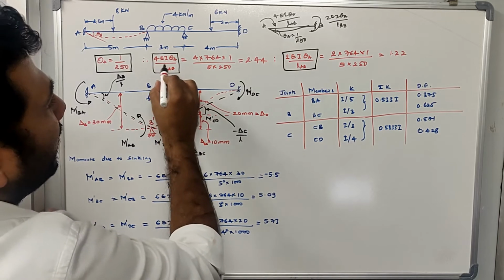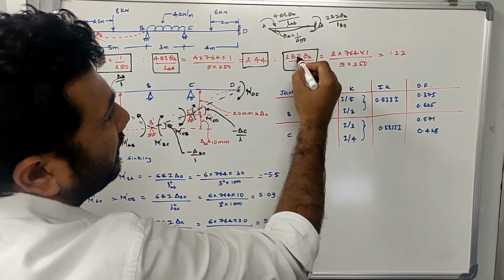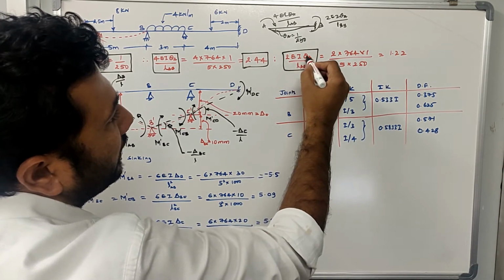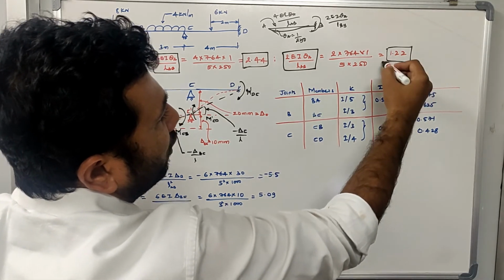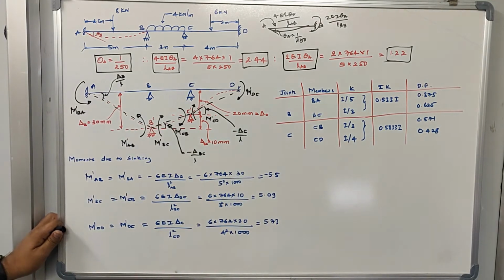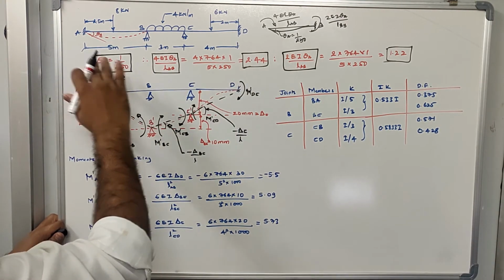So the value of 4 EI theta A divided by LAB is 2.44. Similarly, the value of 2 EI theta A divided by LAB is 1.22. I'll tell you where to use these two values when we go to the table where we solve the end moments. This is one part completed, the first part where you use the theta A value.